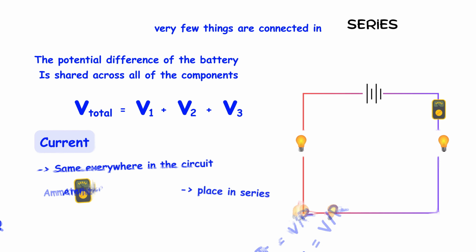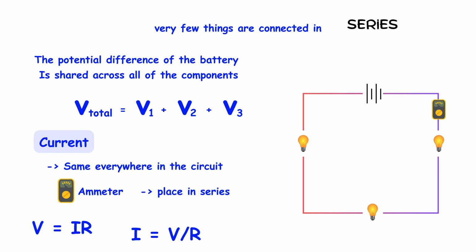So with this series circuit, since all the components are in a single loop, if any one of them is disconnected or broken, the whole circuit stops working. This is a major downside, and in practice, very few things are actually connected in series.